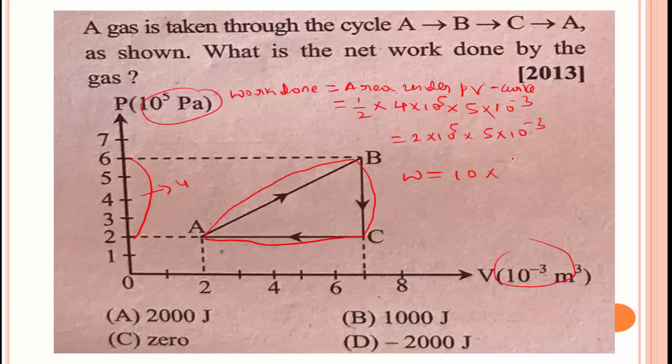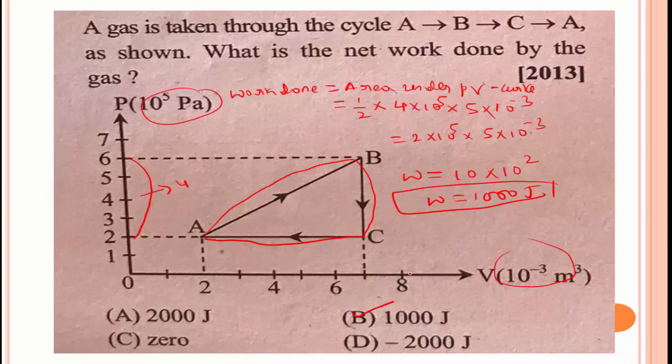10 to the power of 5 minus 3 is 10 to the power of 2. 10 to the power of 2 is 100. 100 into 10 is 1000. W is equal to 1000 joule. The option B is the right answer.